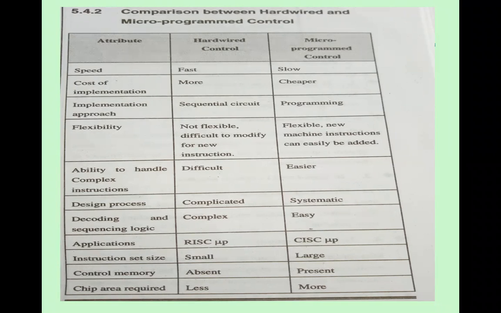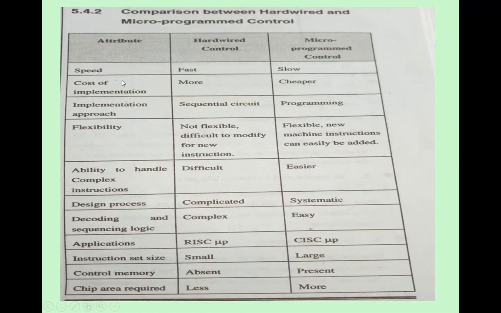Okay, so we have discussed the hardwired as well as the microprogram control unit. Let us discuss their differences. We have already covered all these differences, so we will recap them: hardwired and microprogram. First, speed. We have seen that hardwired is fast and microprogram is slower. So the hardwired control unit is faster and microprogram is slower.